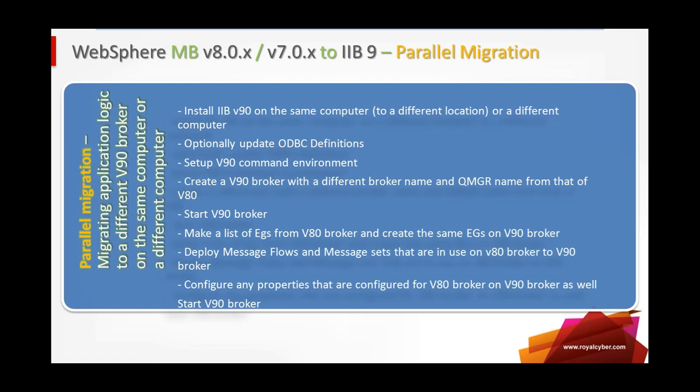Then you deploy your message flows and message sets which we are using in the older broker to this one. If you deploy them after migration, they will work perfectly well. But if you need to modify, as I said earlier, you have to take care of something when you want to modify things, and we will talk about that later as well. Then if you have any property which you have configured or you want to configure on the broker, you follow that particular step and configure the properties on the newer broker basically.